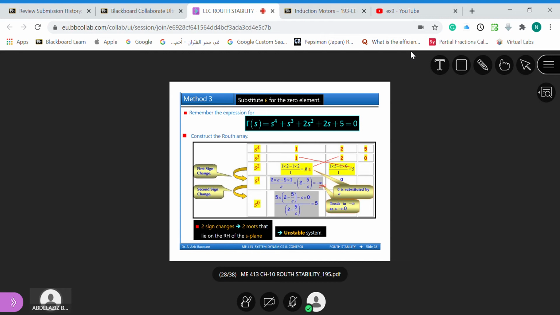Okay, Shabab? Now, here you have minus 5 over epsilon, multiplied by 2, minus 0 multiplied by epsilon, this will give you 5. So what is important for us is the sign. The sign here. We have positive, we have positive, and then negative, and then positive. First sign change from s to the power 2 to s1, and the second sign change is from s1 to s to the power 0. So we have 2 sign changes. This means that we have 2 roots that lie on the right-hand side of the s-plane. So the system is unstable.